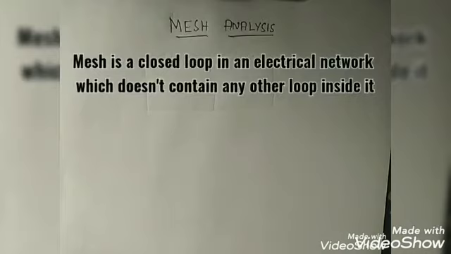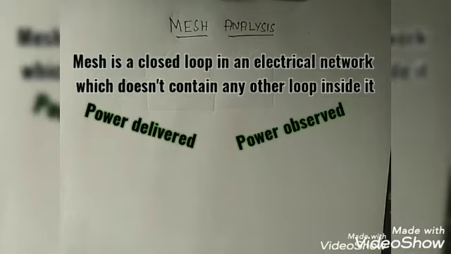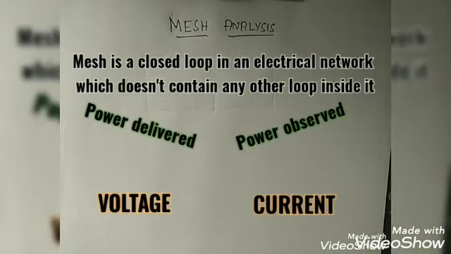Mesh is a closed loop in an electrical network which doesn't contain any other loop inside it. So why are we finding mesh analysis? The main aim in an electrical network is to find the power delivered or power absorbed by a different electrical element. To calculate the power, we need two quantities, that is voltage and current. Here we are using mesh analysis to calculate the unknown current in the given circuit.